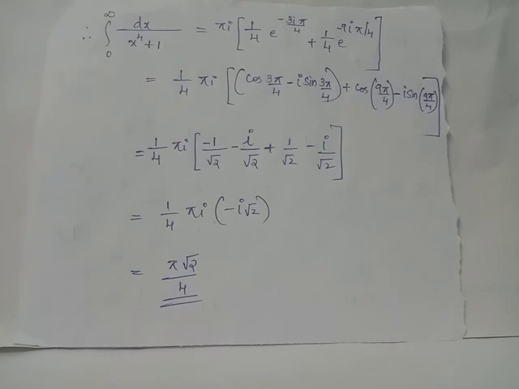We have cos 3 pi by 4 equals cos (pi minus pi by 4), which equals negative 1 by root 2. Sin 3 pi by 4 equals sin (pi minus pi by 4), which equals 1 by root 2. Cos 9 pi by 4 equals cos (2 pi plus pi by 4), which equals 1 by root 2. Sin 9 pi by 4 equals sin (2 pi plus pi by 4), which equals 1 by root 2. Thus we have the integral from 0 to infinity of dx upon x raised to 4 plus 1 obtained as this value. After simplification we obtain the value equals pi root 2 upon 4.